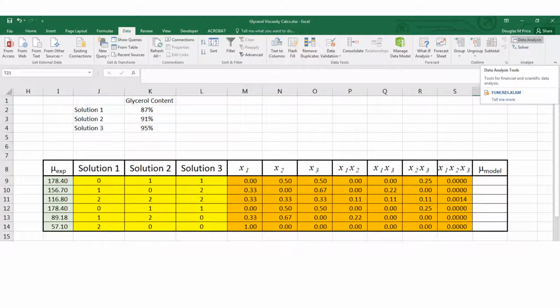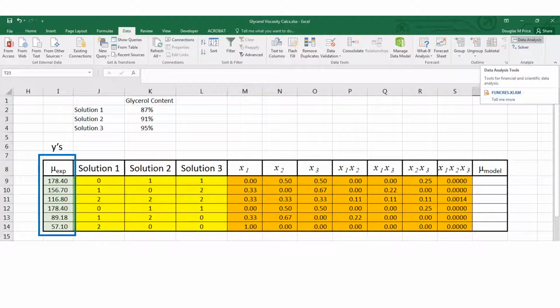Now let's see how we can use Excel to help us analyze the data that we've collected. When we look at our data, we have our viscosity that we've measured. We have the mass fractions x1, x2, and x3, and then we also have the products of the mass fractions: x1 times x2, x1 times x3, x2 times x3, and x1 times x2 times x3. So now let's take a look at how we determine the proper coefficients.